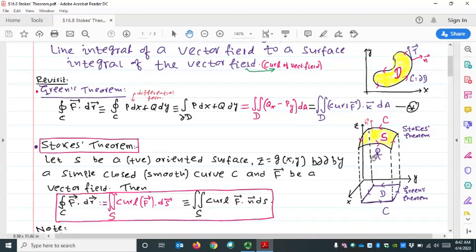So now let me talk about the pictures here. The first diagram is for the Green's theorem. In the first diagram, D is a region enclosed by the closed curve C. C is also written as del D, the boundary of D. And now let's go to the second diagram.